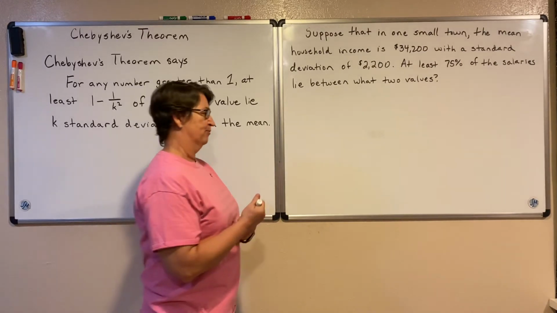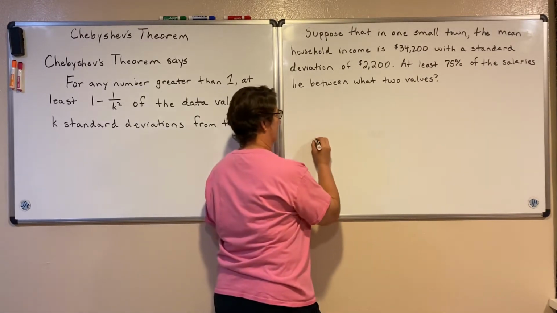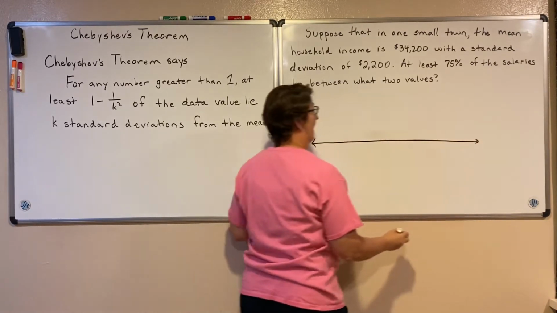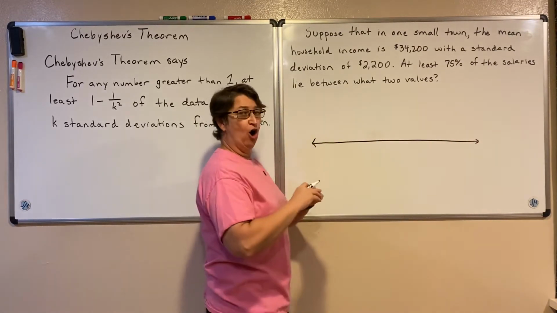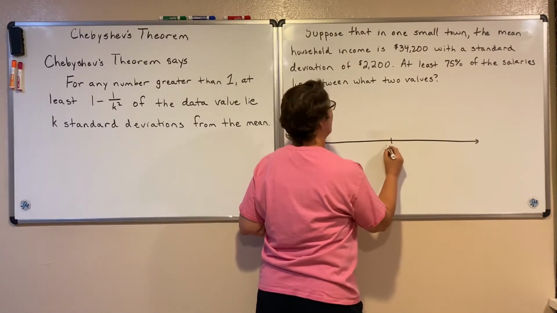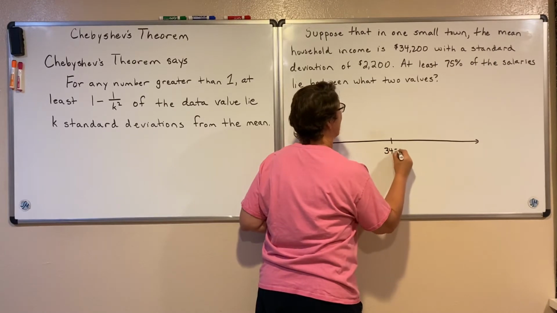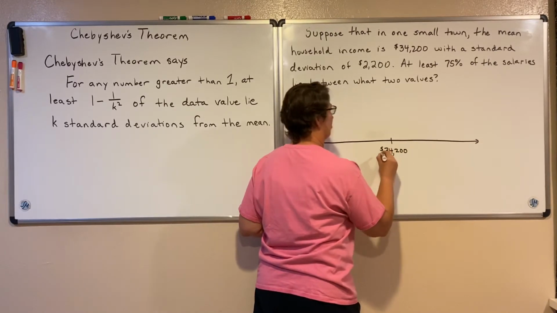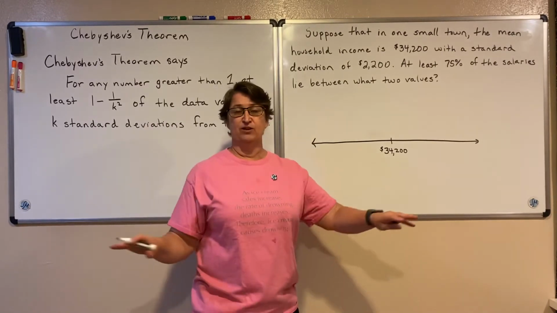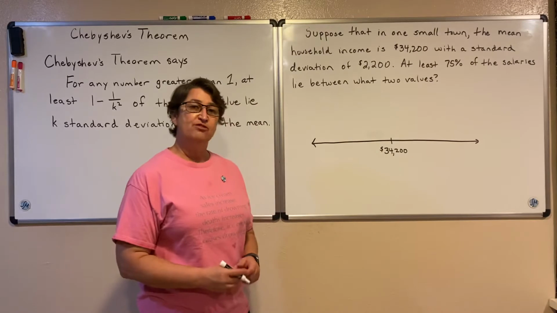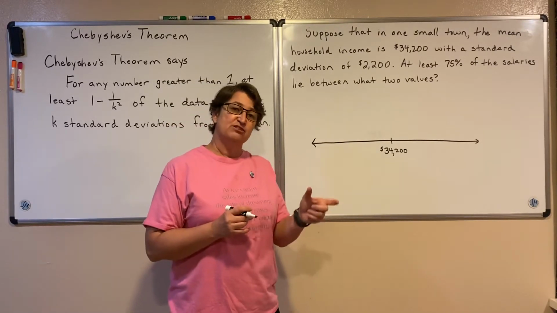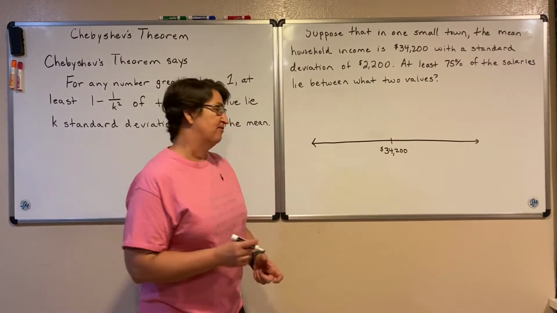What's happening here? If we look at a number line and we talk about the salaries of the people in the town, we know that if they all were to share their salaries evenly, the average of their salaries is $34,200. I'm going to put that right in the middle, since that's what everybody would get. Then that standard deviation is the average distance from the mean that a data value is.